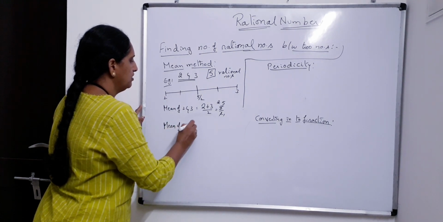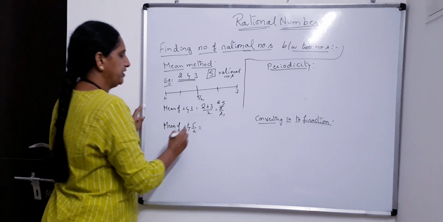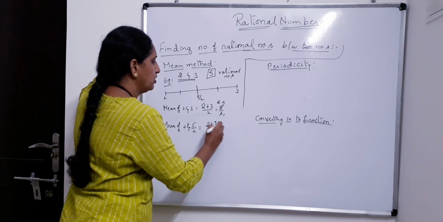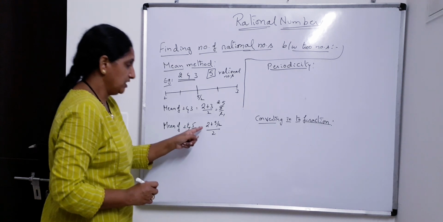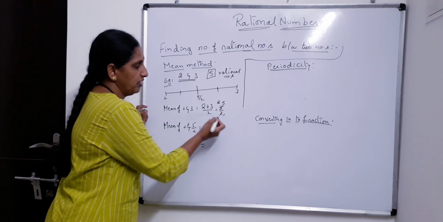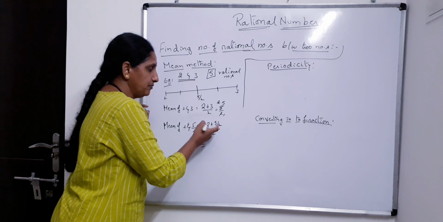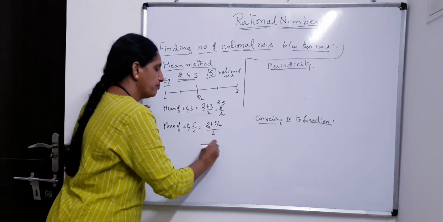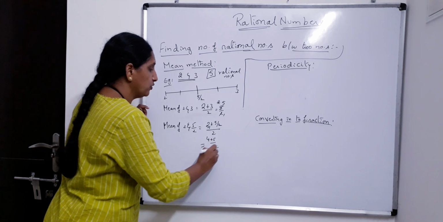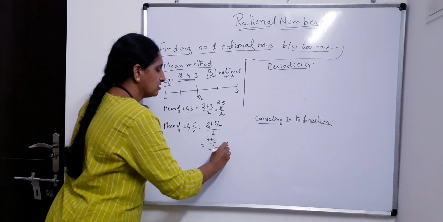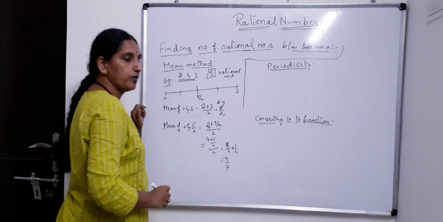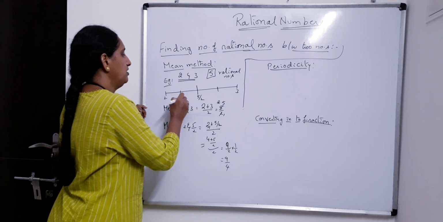Mean of 2 and 5 by 2. That is the sum of the numbers, 2 plus 5 by 2, divided by 2, since the number of numbers is 2. See, this is 2 by 1 and this is 5 by 2. First simplify the numerator part. In the numerator you have a fraction, so you need to take the LCM. Here it is 1, so LCM is 2. And 2 twos are 4. 4 plus 5 is 9, that is by 2 again. So 9 by 2 into 1 by 2, which is equal to 9 by 4. And this is here, 9 by 4.